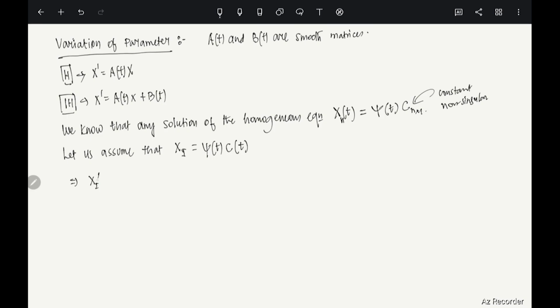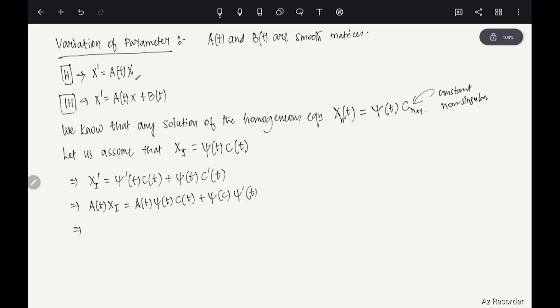Okay, so if that is the solution, what happens then? You see xi prime is phi prime of t times c of t plus phi of t times c prime of t. Now if phi is a fundamental matrix, phi prime of t is A times phi of t, so xi prime is A phi of t c of t plus phi of t c prime of t. I will keep this last expression as it is. Now, what is A times xi? It is A times phi of t times c of t. Now this and this get cancelled out.